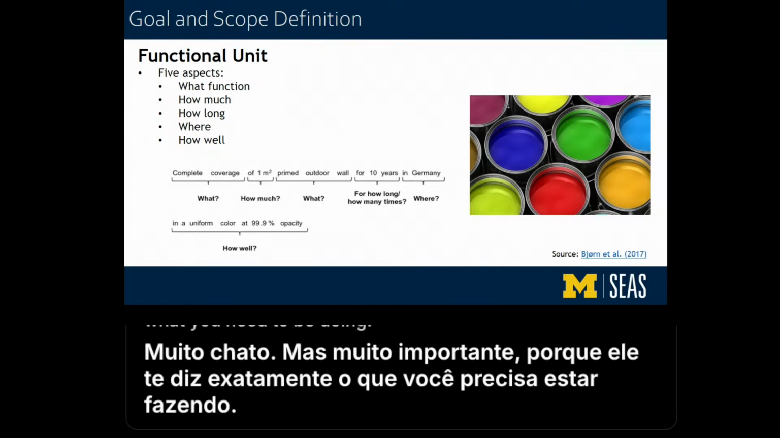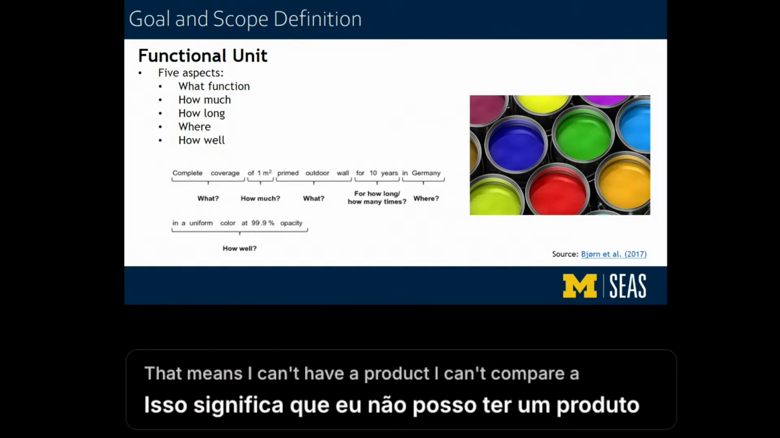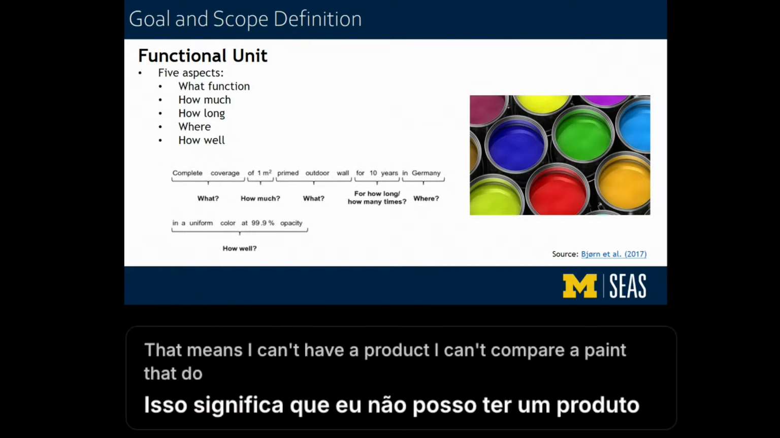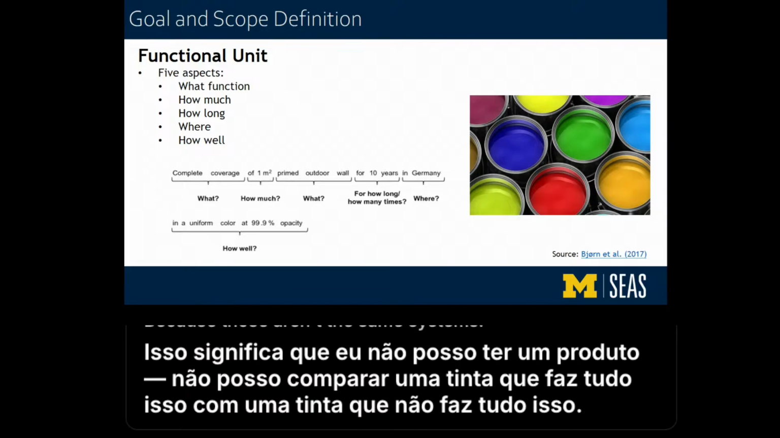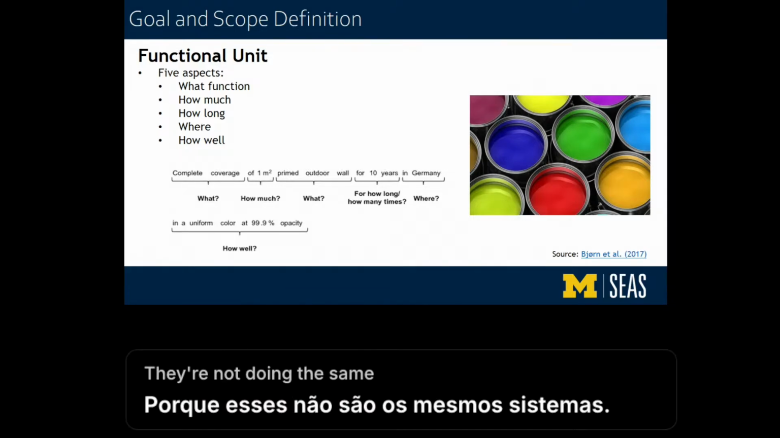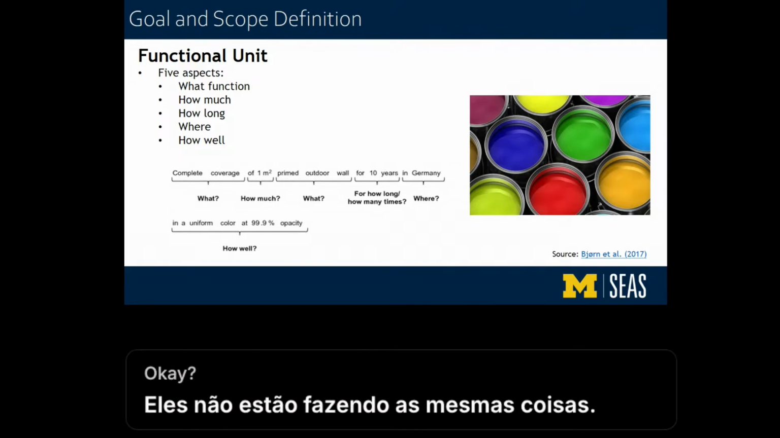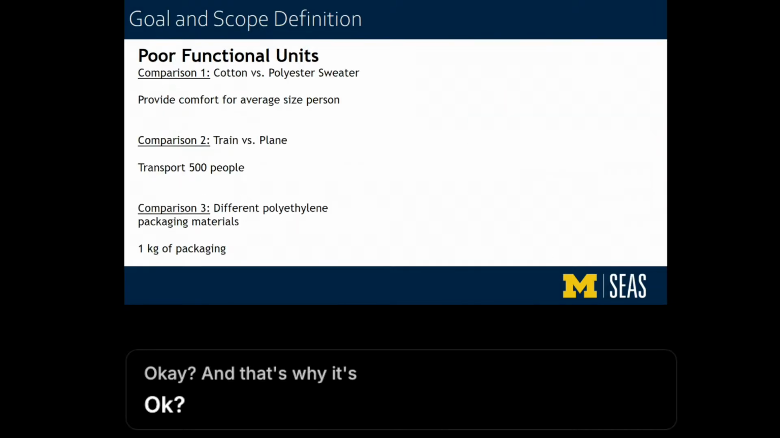That means I can't compare a paint that does all of this to a paint that doesn't do all of this, because those aren't the same systems. They're not doing the same things, okay? And that's why it's critical to get the functional unit correctly.